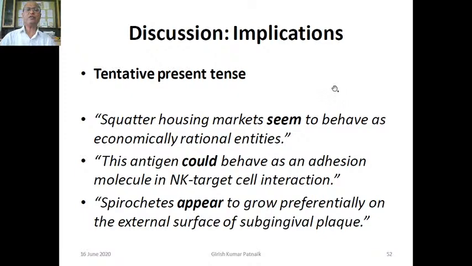Implications, tentative present tense, because implication is like how it is going to affect in future, how it can be further extended, how it can be applied somewhere else, but you haven't done it. Now, since you haven't done it, obviously it is tentative. It is a kind of recommendation, or a kind of suggestion, but you haven't done it. So that is the reason why you will have to use the tense that is your tentative present tense. You can see the words that I have used: seem, could, appear.